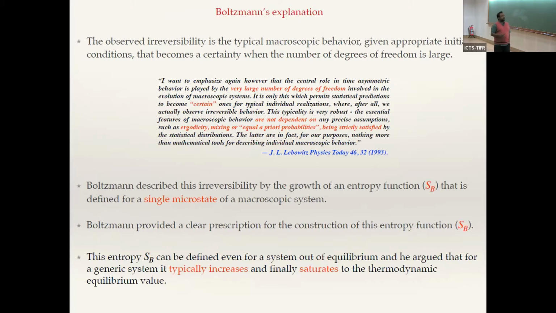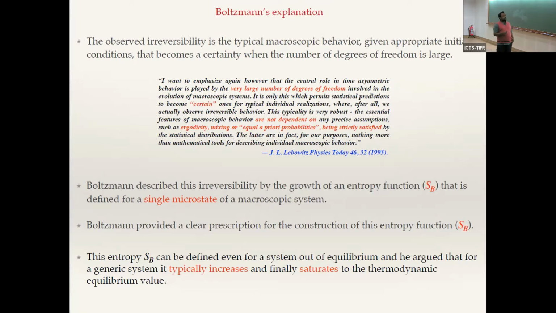This is very nicely summarized in this quote by Joel Lebowitz. He says that this is the only factor, the time factor, that you have a very large number of degrees of freedom, which permits a certain macroscopic evolution for typical individual realizations. The precise assumptions that people usually make are ergodicity, mixing, and equal probability, which are not required to be strictly satisfied.